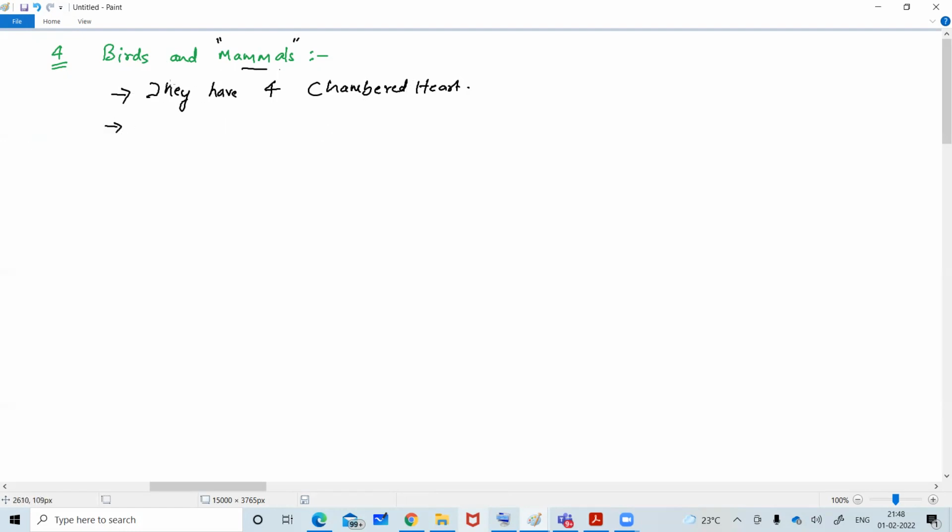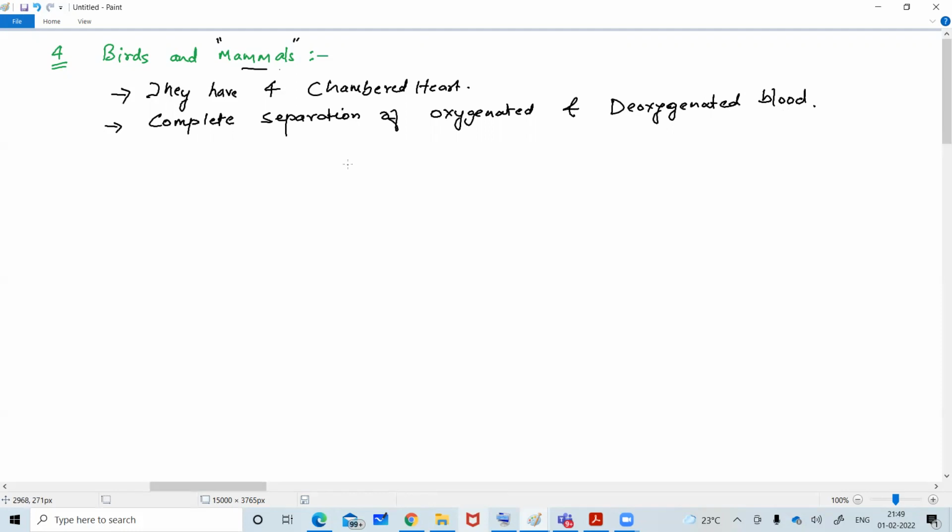Second point in this heart is they have a complete separation of oxygenated blood and the deoxygenated blood. That means blood is flowing into separate channels. There is no mixing. So far, what we have seen, there was a mixing. Now there is no mixing of oxygenated and deoxygenated blood. So you can say that complete separation of oxygenated and deoxygenated blood. Now they are totally differentiated.